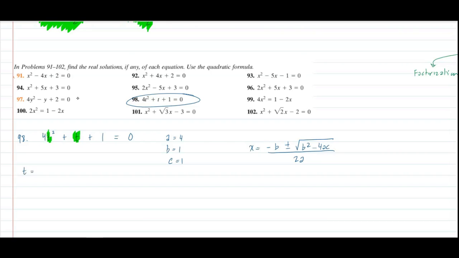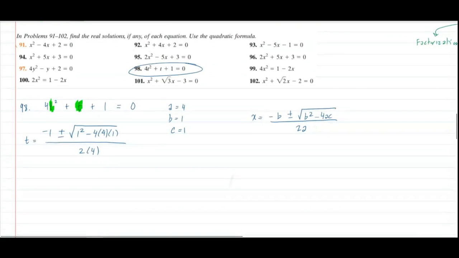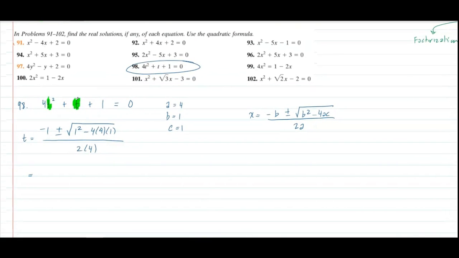So t is equal to, now negative b would be negative 1, plus or minus the square root of 1 squared minus 4 times 4 times 1, like that. Okay, and you divide that by 2 times 4. All right, so you're going to find something very interesting in this problem.